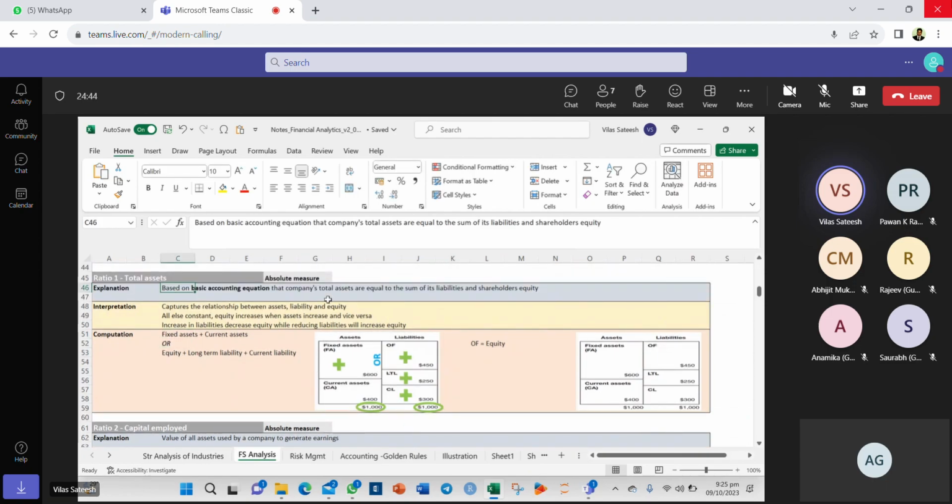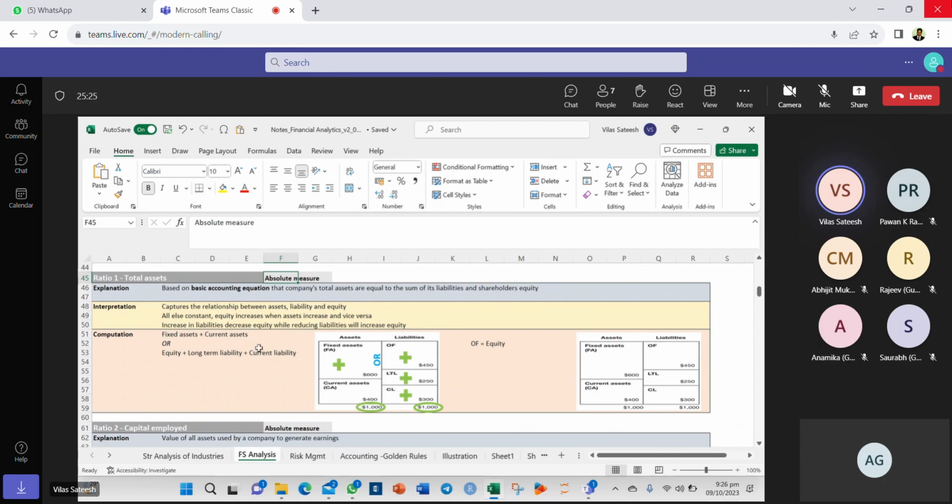So we are into the first ratio, which is total assets, which states that the company's total assets are equal. Total assets is 1000, right? I have marked it in green. Total assets are always equal to the sum of liabilities and shareholders' equity, where shareholders' equity is owner's fund, and liabilities are long-term liability plus current liability. So this is 1000. We can compute total assets either as fixed assets plus current assets, or as owner's fund plus long-term liability plus current liability. So the total assets of this company is 1000, as simple as that. You add up fixed assets and current assets, you will get 1000.